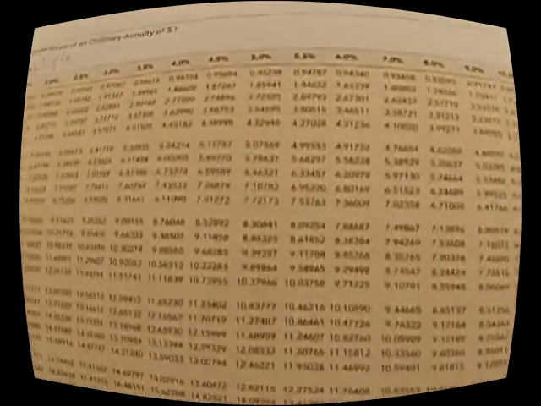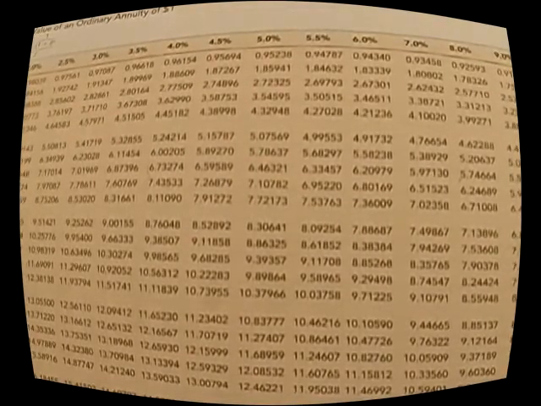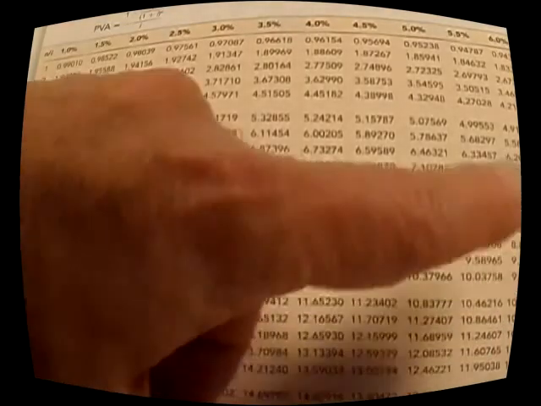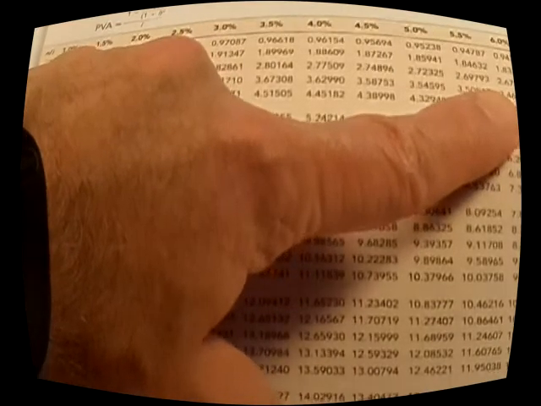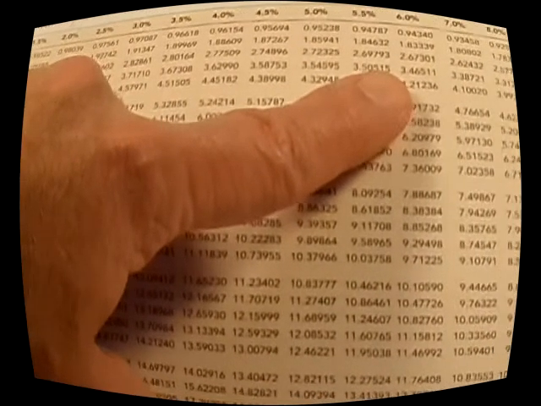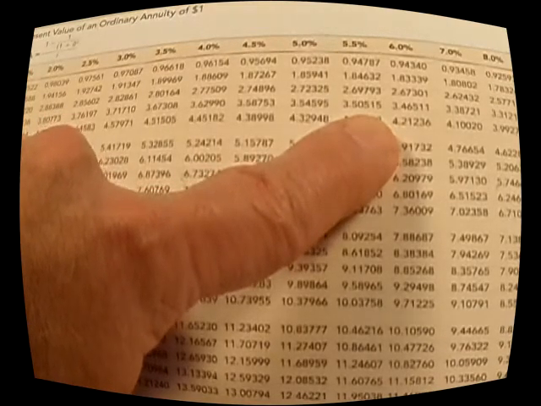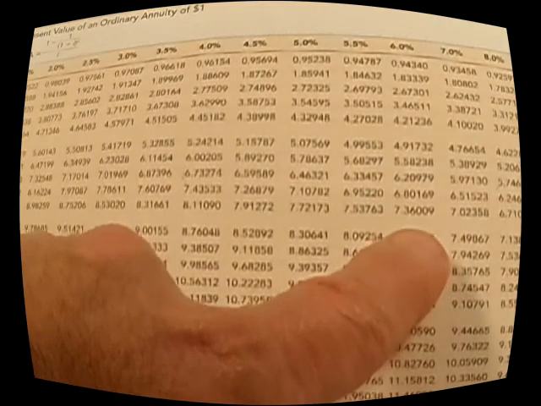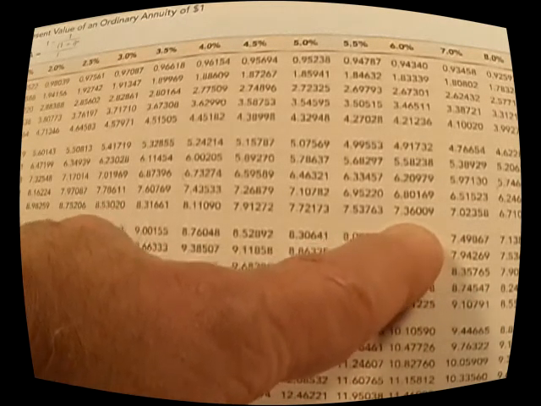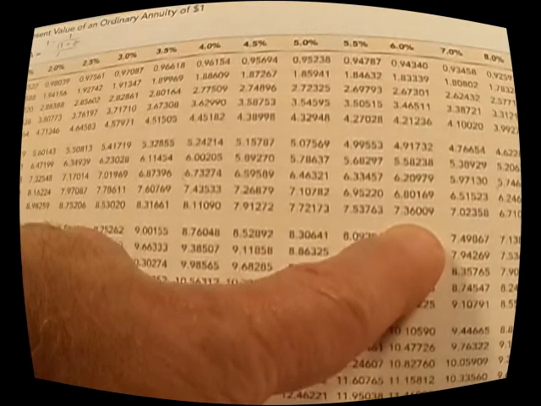Well, this is the table reprinted from a recent edition of your book. And notice you get into this and you're looking for 6%, and I find it here. Right in this column. I'm coming down looking for 10 payments. They're here. And that's where I get the 7.36009.